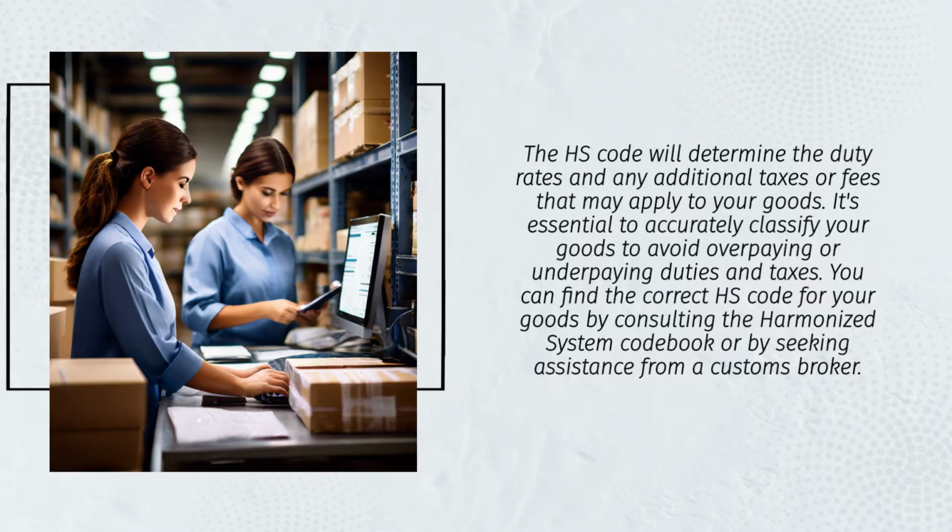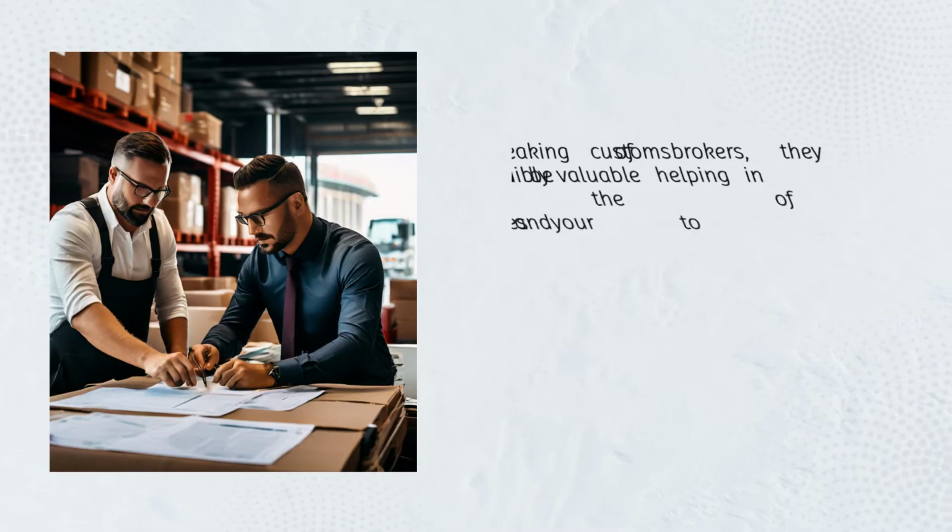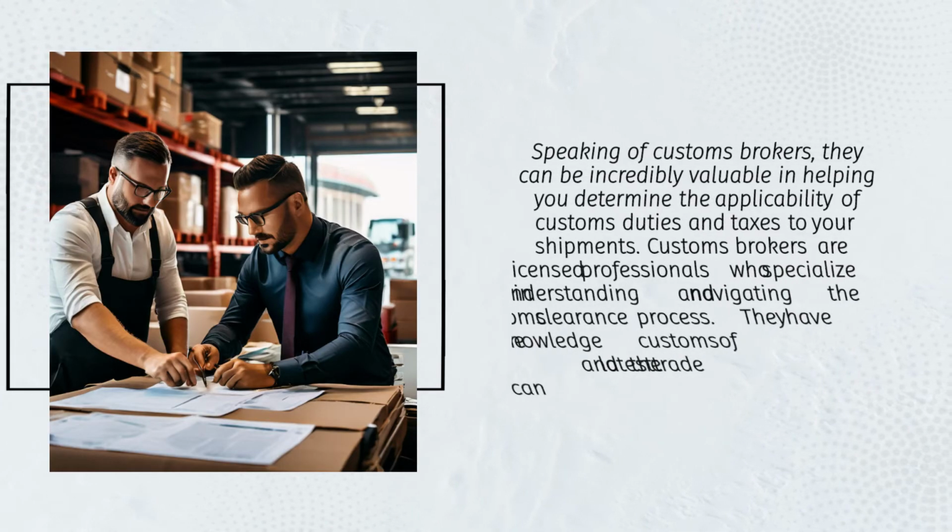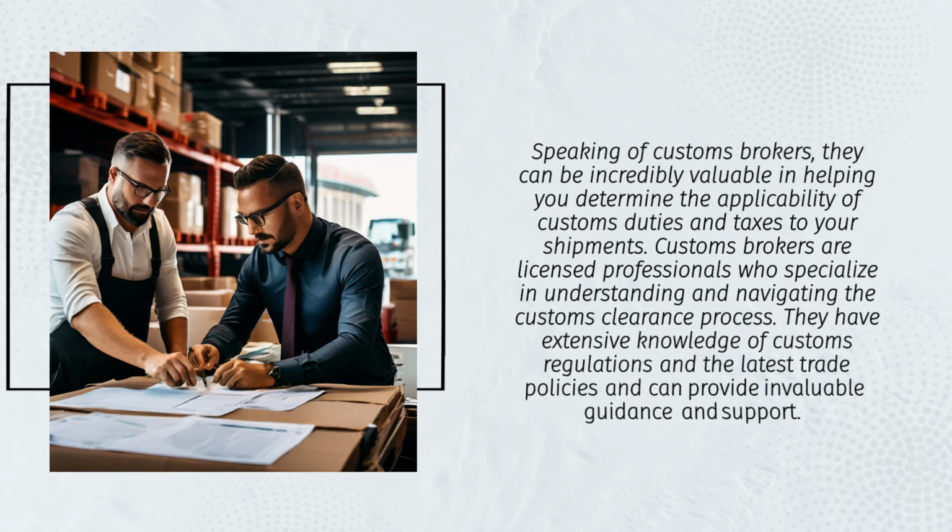You can find the correct HS code for your goods by consulting the Harmonized System codebook or by seeking assistance from a customs broker. Speaking of customs brokers, they can be incredibly valuable in helping you determine the applicability of customs duties and taxes to your shipments. Customs brokers are licensed professionals who specialize in understanding and navigating the customs clearance process. They have extensive knowledge of customs regulations and the latest trade policies and can provide invaluable guidance and support.